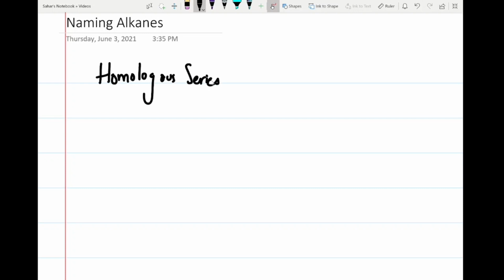So what is a homologous series? A homologous series is a group of organic compounds, mainly hydrocarbons, which have the same empirical formula but different molecular formulae. And these homologous series can be differentiated from each other by CH2. So the difference between one compound of a homologous series and the other compound is generally the presence or the absence of a CH2. And as I said, they have the same empirical formula. Let's just note down here.